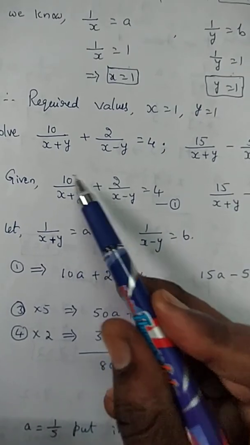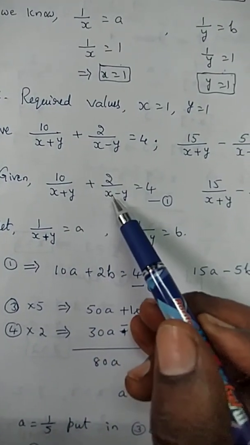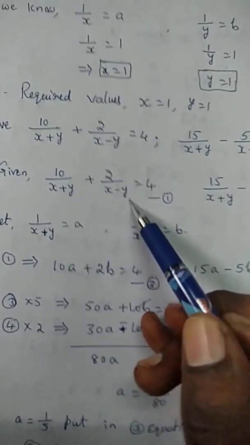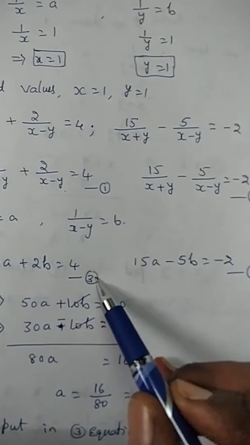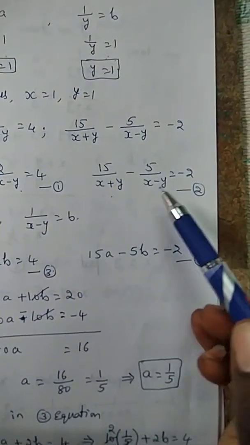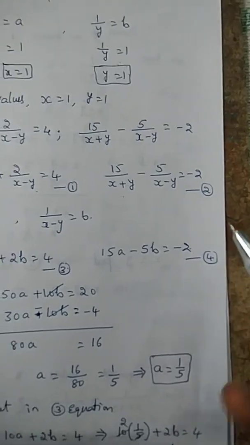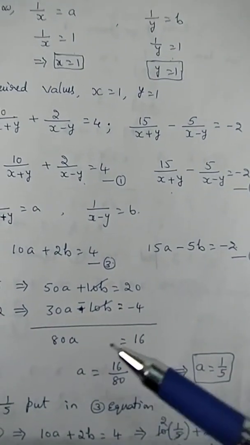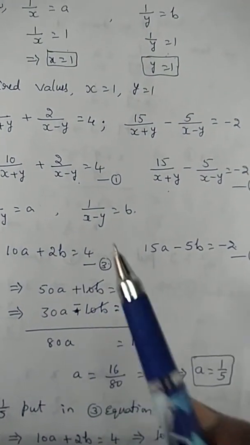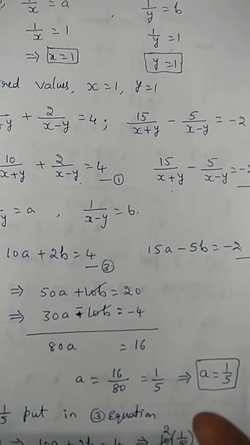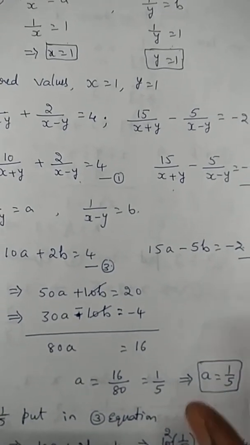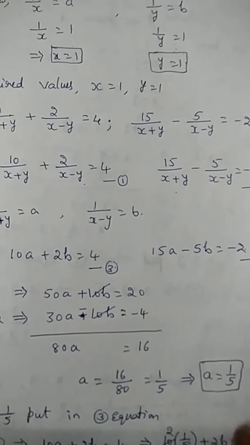So then 1 by x plus y is equal to a plus 2 into 1 by x minus y. That's the meaning of the thing. 2b is equal to 4. That's the third equation. Coming to here, 15a minus 15b is equal to minus 2. So elimination method, general procedure. Just to make it a linear equation, that's the new thing here. The remaining thing is the same procedure that we followed for the elimination method.